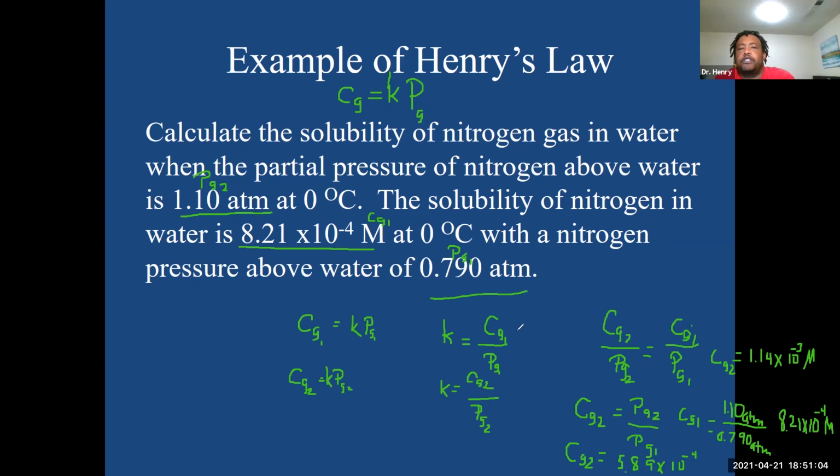Okay, now what were you going to ask? How did you differentiate between PG1 and PG2, or like CG1 or CG2? Because they're at two different conditions. Well, they're at the same temperature, but we're looking at one under one partial pressure, and the other at another partial pressure. But the constant is always going to be the same. K is always going to be the same in both cases. Does that make sense? Yeah. Because K is a constant. It's always going to be the same.